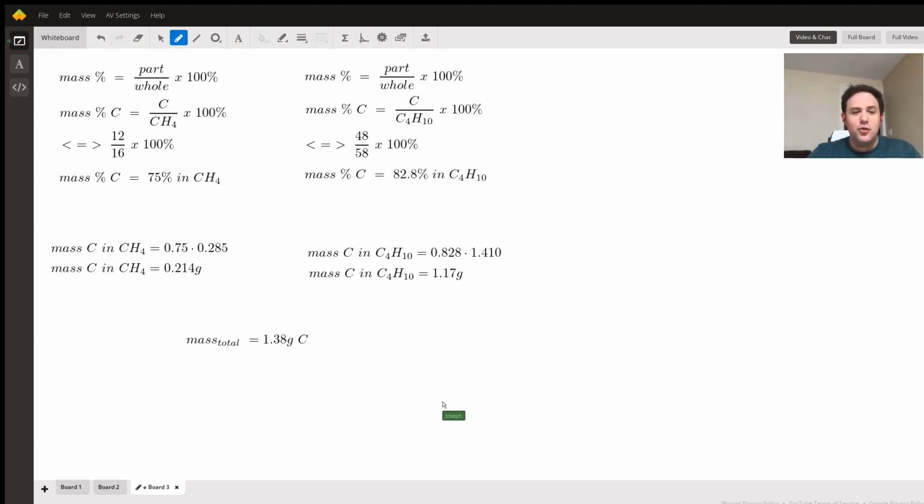On the next page, we're just going to do a little bit of mass percent here. We know that the mass percent of methane and the mass percent of butane, we need to find both of those with respect to carbon. With respect to methane, it's 12 over 16 times 100%, butane 48 over 58 times 100%, and those are our mass percents. But we want to know the mass of carbon total. So we'll take the mass percent of methane and multiply it by the mass of methane that is present to find how much of that methane is carbon. We'll do the same thing for the butane, and then we just sum these together and we find the total mass of carbon present.